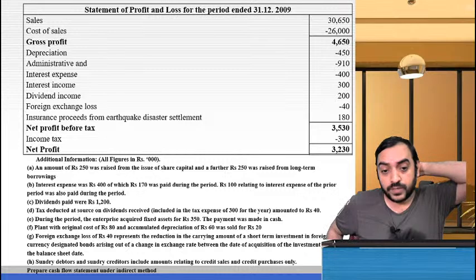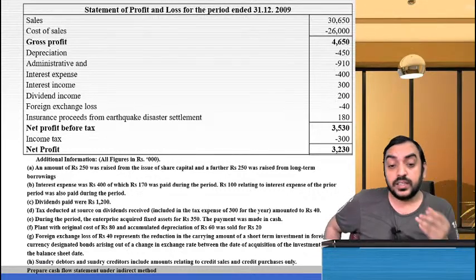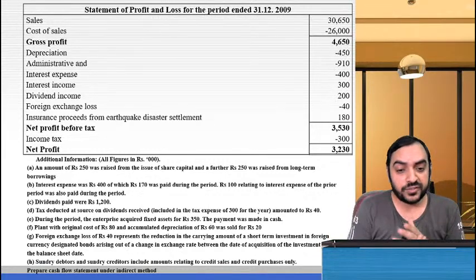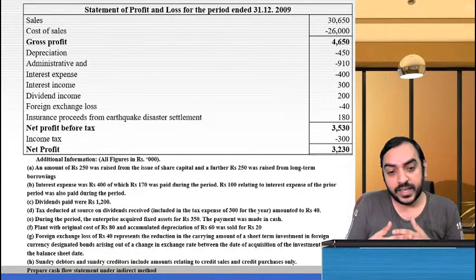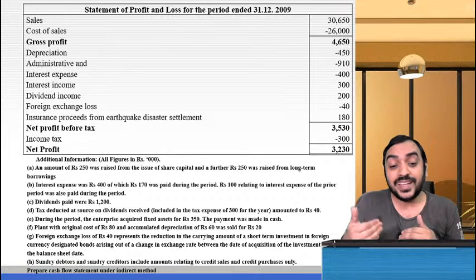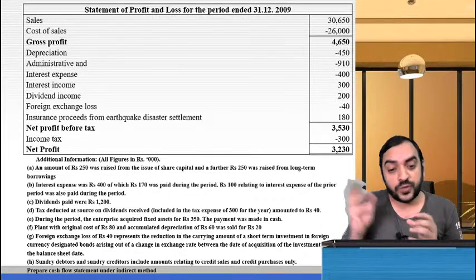Tax deducted at source on dividend received, including the tax expense of 300 for the year, amounted to 40. During the period, the enterprise acquired fixed assets worth 350. Payment was made in cash. Plant with a cost of 80 and accumulated depreciation of 60 was sold for 20.